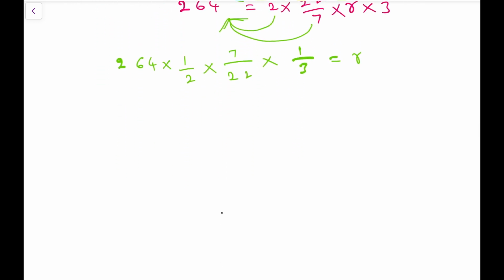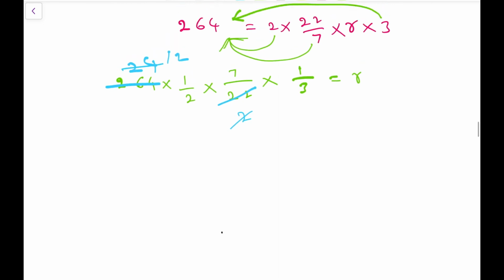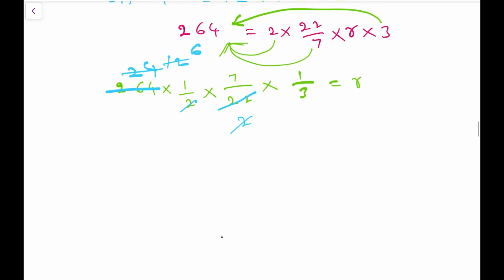Now let us check for any cancellation or simplification. 11 2s are 22. 11 24s are 264. 2 1s are 2, 1 2s are 2, 1 6s are 3, 1 3s are 3. So radius is equals to 2 into 7. So radius of the cylinder is given as 14 centimeter.